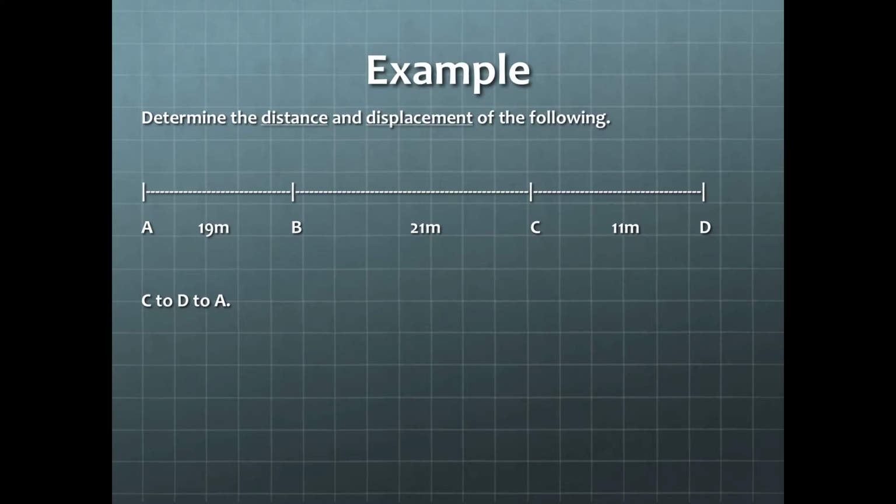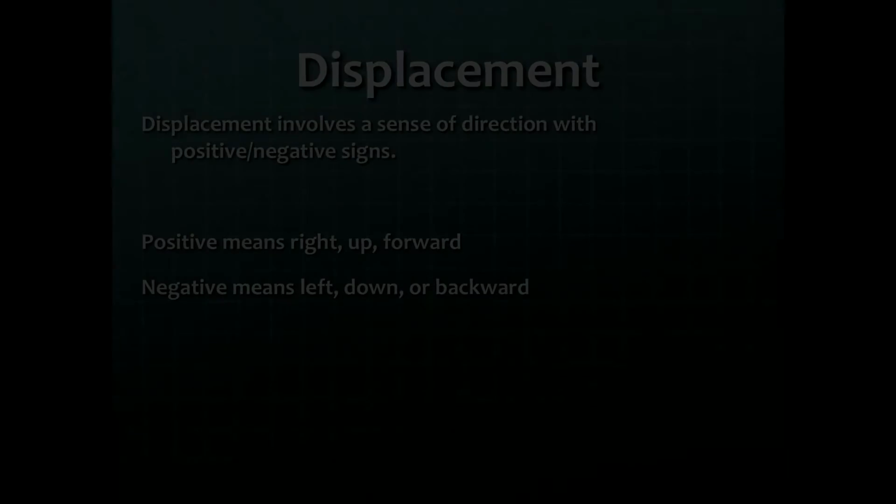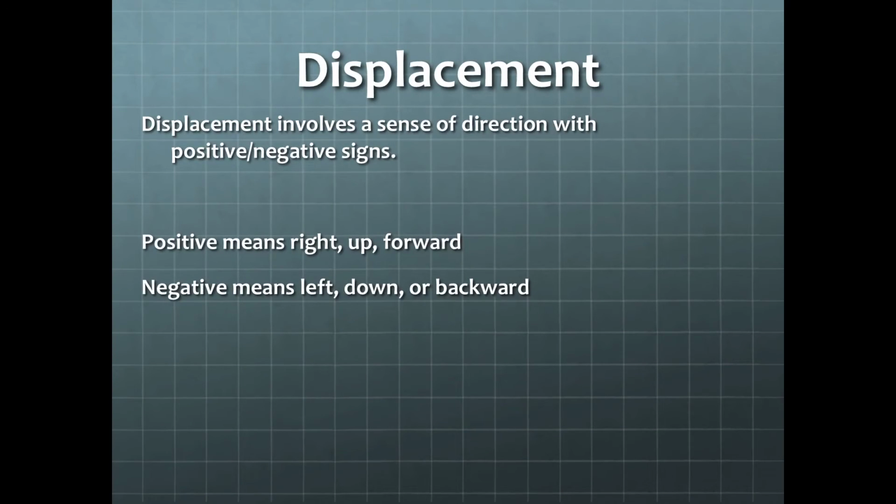Using the same line, take a moment, pause the video, and try solving the distance and displacement for C to D to A. For distance, C to D is 11 meters, D to A is 51 meters, which gives us a distance of 62 meters. For displacement, we started at C and ended at A, which is 40 meters to the left, or negative 40 meters.